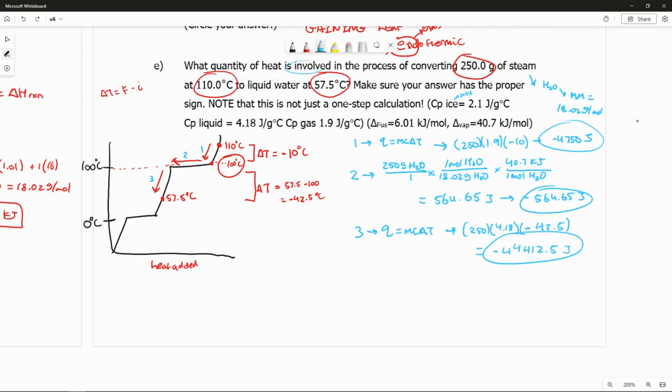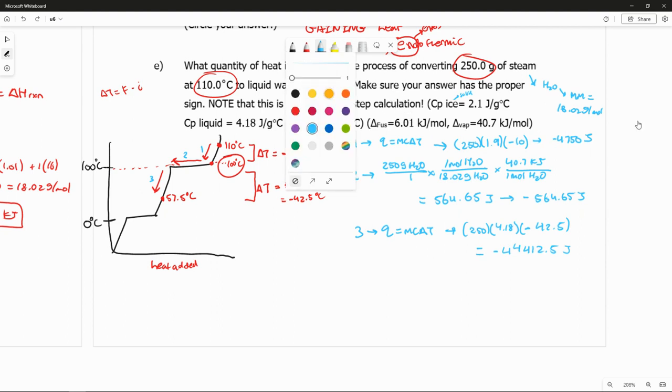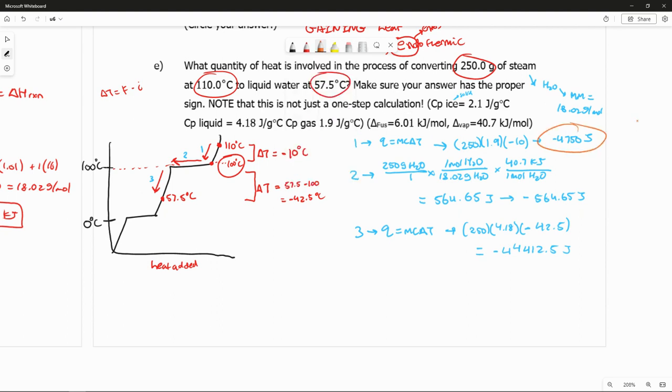So we take these three numbers, and since we're looking at the total quantity of heat involved in the process, we're looking at the heat involved in step 1, the heat involved in step 2, and the heat involved in step 3. So we have to add these three numbers together. Let's do that in a different color. There's a lot of stuff. So we have this one, and this one. So our total quantity of heat, Q, is going to be step 1 plus step 2 plus step 3.